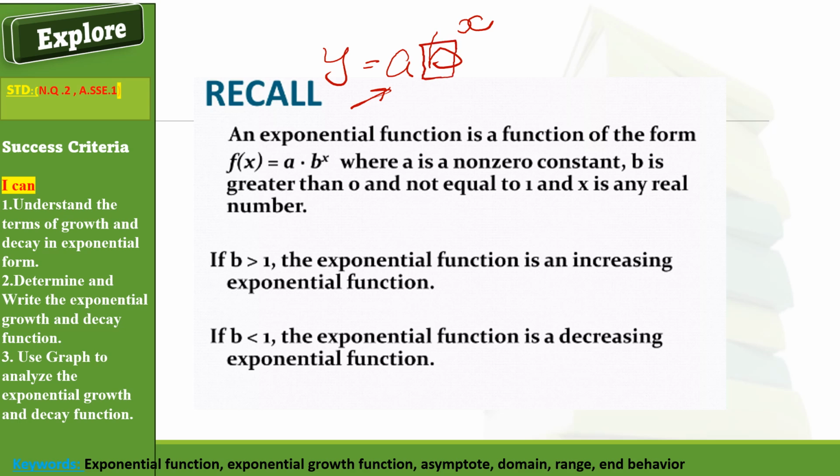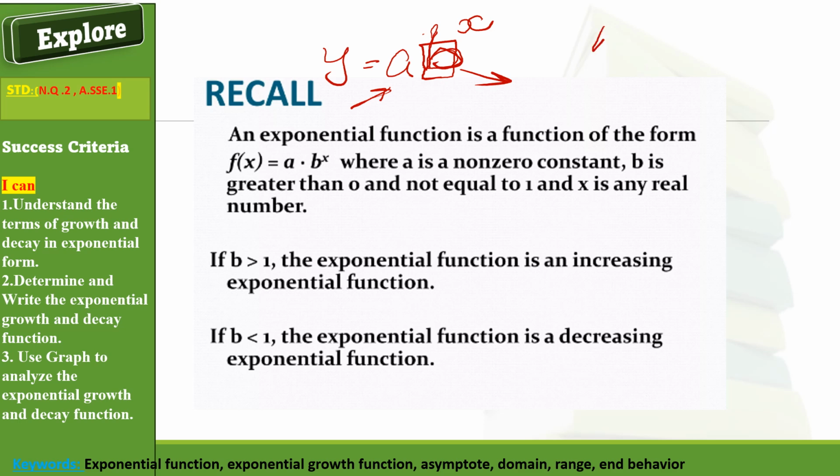For example, the population of the bacteria is doubling. So what is the base? The base is that the population of the bacteria is doubled. So the base is b. On the power we have to write the x. Now everything depends upon the base.